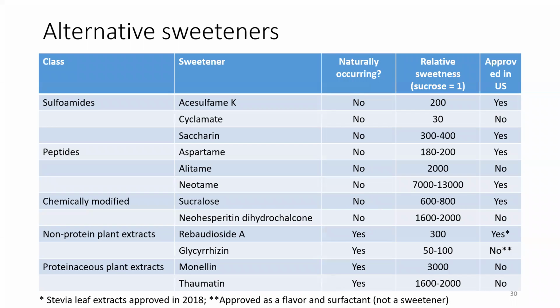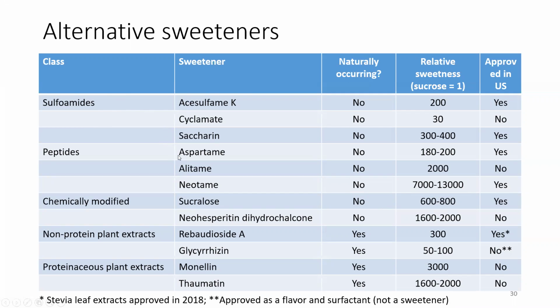We have 3 sulfur-containing artificial sweeteners. 2 of them are approved in the US. Cyclamate we can't use here. Cyclamate is approved in many other countries, but not in the US. So just acesulfame potassium and saccharin can be used.